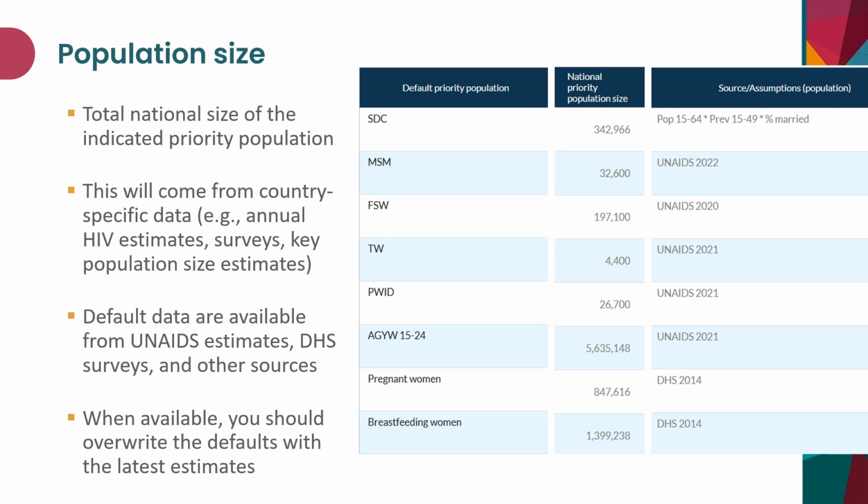Note that there are different sources for different countries, and the defaults and sources shown are specific to the country selected when you started the PrepIt application. When data are available, you should overwrite the defaults provided in PrepIt with the latest estimates.